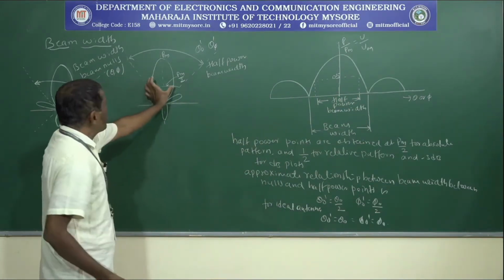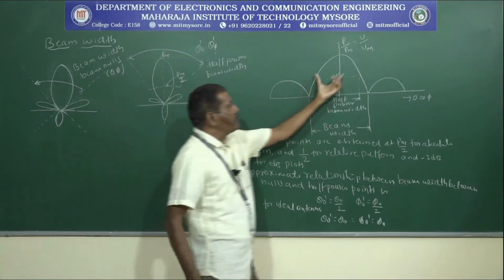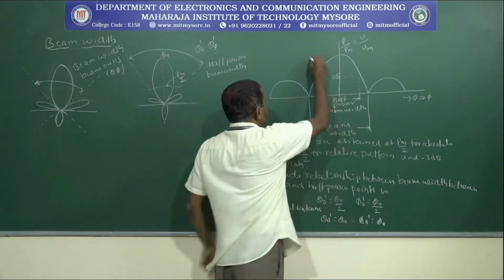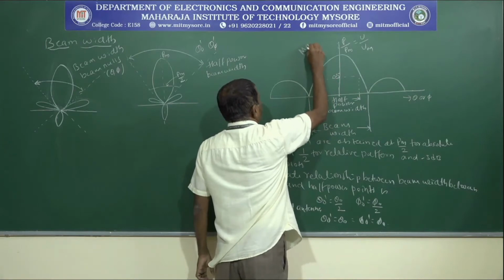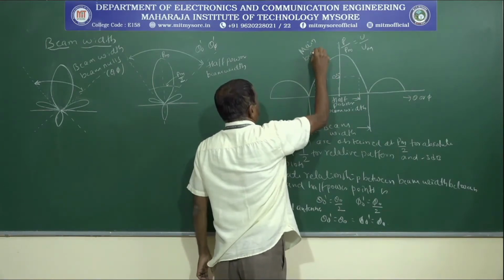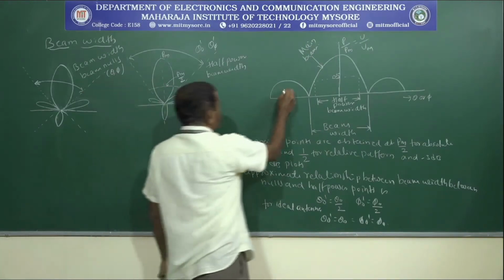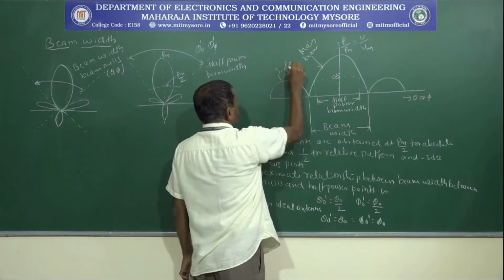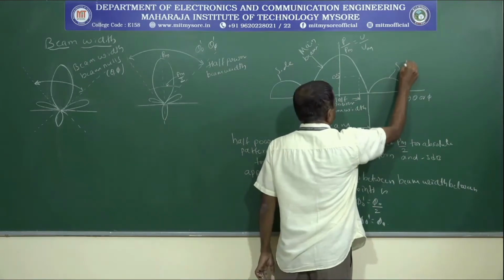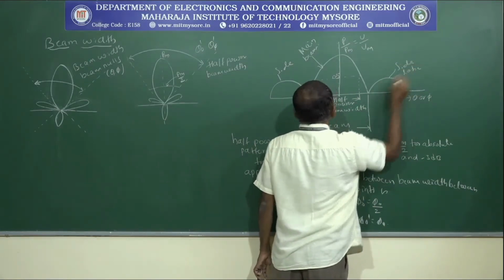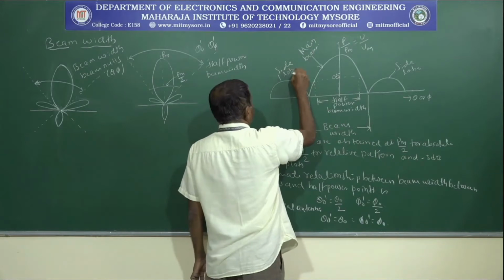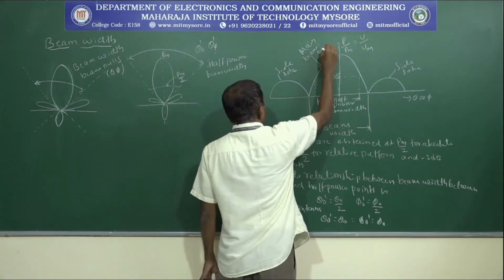The same pattern we can draw in Cartesian coordinate form. Whatever main beam is there, the main beam is shown in this. So this is your main beam, and whatever side beams are there, these are our side beams, that is, your side lobes. Side beam or side lobe.